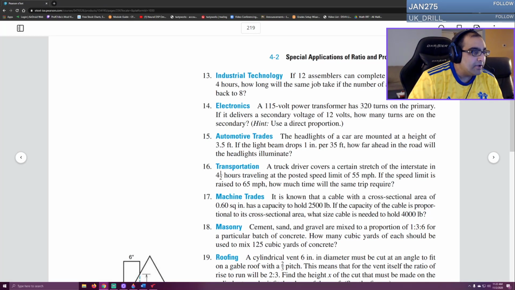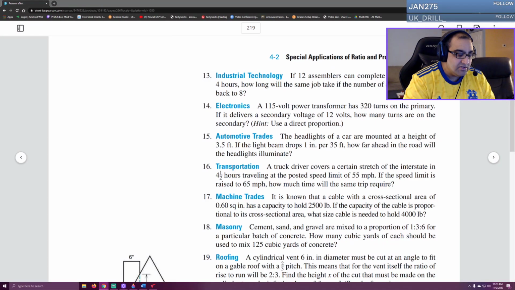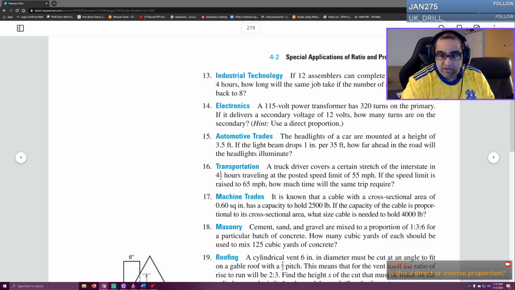Okay, 13. If 12 assemblers can complete a certain job in 4 hours, how long will it take the same job if the number of assemblers is cut back to 8? Okay, now let's answer the first thing here. Is this a direct or inverse proportion?